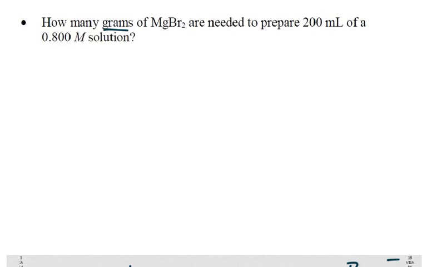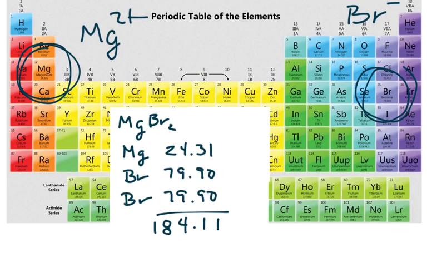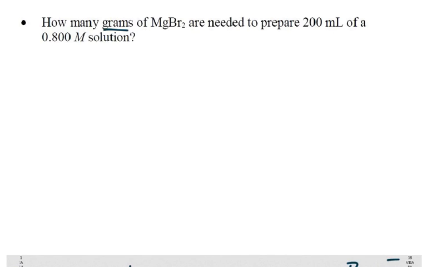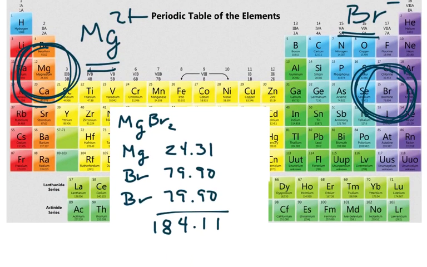Okay, since we do see grams in this case, we're going to have to worry about the molar mass of MgBr2. So let's get that out of the way first. That means we have to go back, refer to our periodic table, and I found magnesium over here, found bromine over here. And now I have to remember that magnesium is 2 plus and bromine is 1 minus. Okay, in my problem, it does tell me it's MgBr2, so that's okay. So I need 1 Mg and I need 2 Brs.